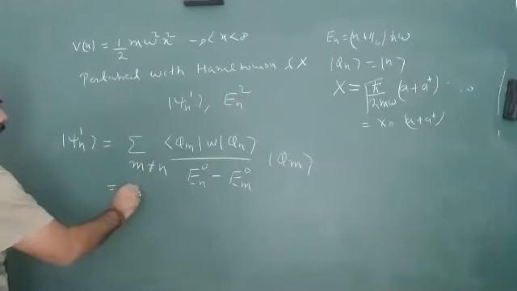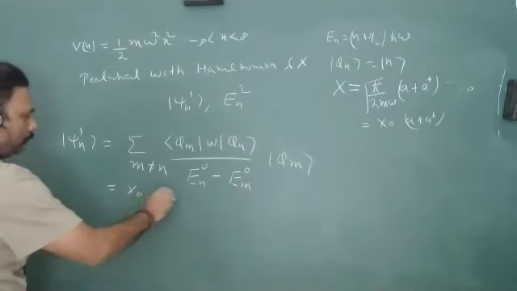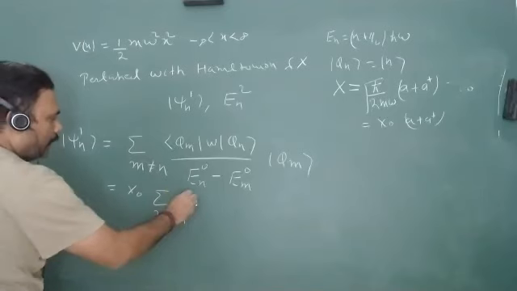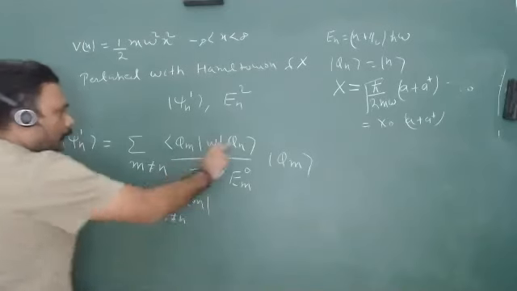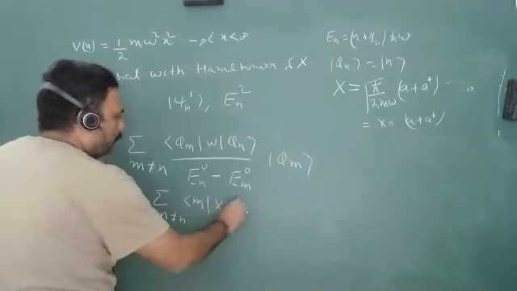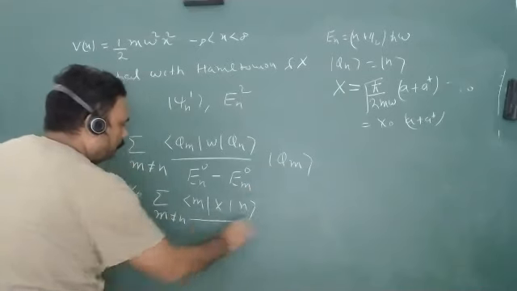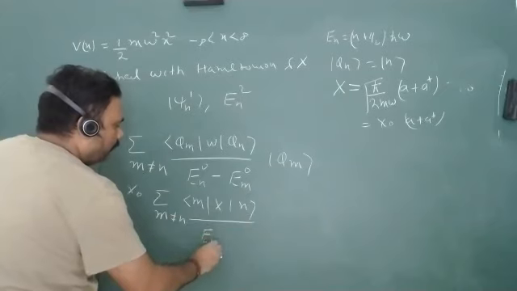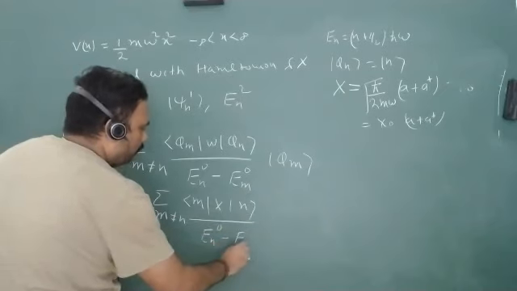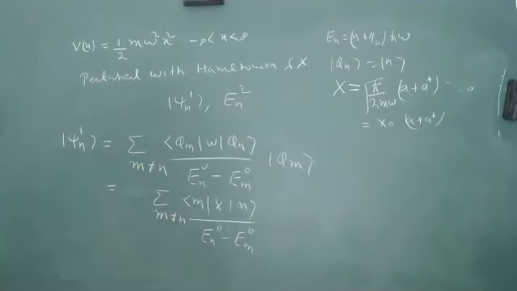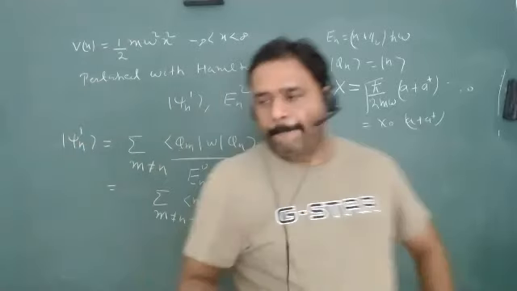So I can take x naught as common, and here m is not equal to n. Phi m is m ket, W is x, and this will be n ket. And here we have En0 minus Em0, and x naught is not needed right now. We will just go into the next step. So let's go for this one.